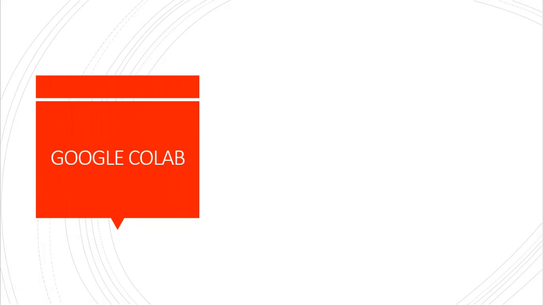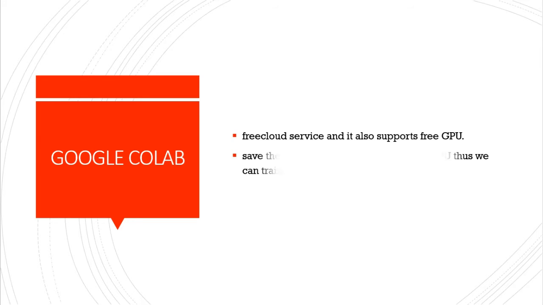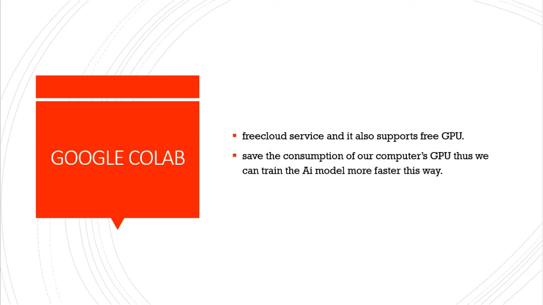A huge amount of dataset is required to train a model in deep learning. Therefore, there are large computational operations happening inside the memory. To compute the data efficiently, GPU is the optimum choice. The larger the computations, the more the advantage of GPU over CPU. Google Colab is a free cloud service, and it also supports free GPU. By using Google Colab, we save the consumption of our computer's GPU, thus we can train the AI model faster this way.